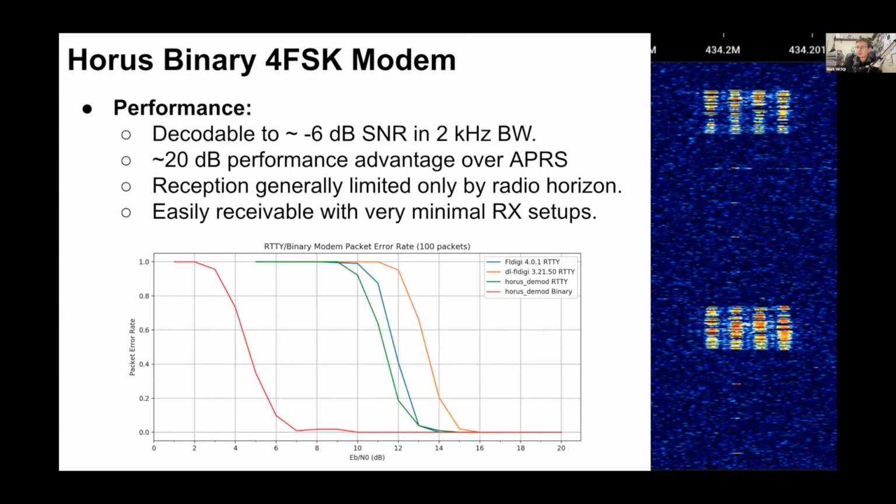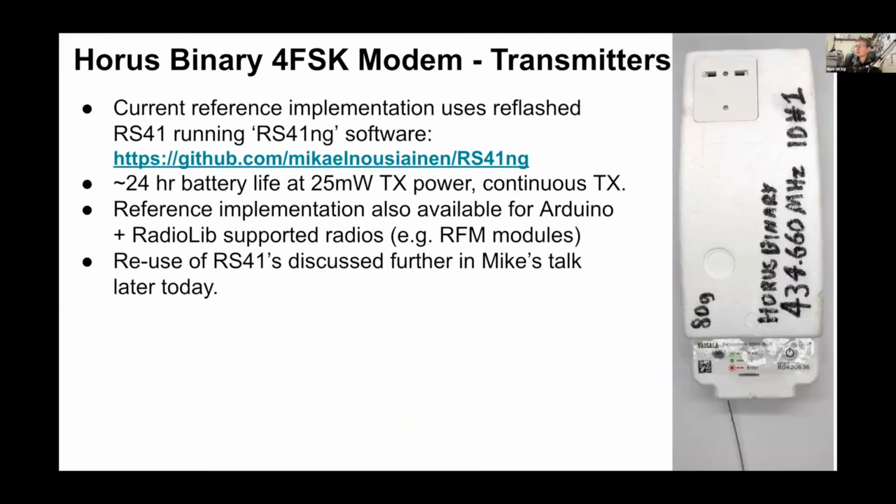This is a combination of the difference in baud rate, for one, and also the removal of the double modulation, which you get in AFSK. In general, reception of this mode is only limited by radio horizon. If it's above your horizon, you'll be able to decode this with pretty much a quarter wave ground plane. As I said, very minimal receiver setups to receive this.